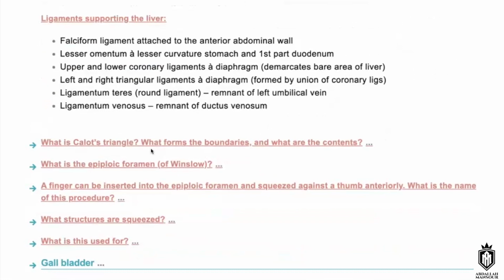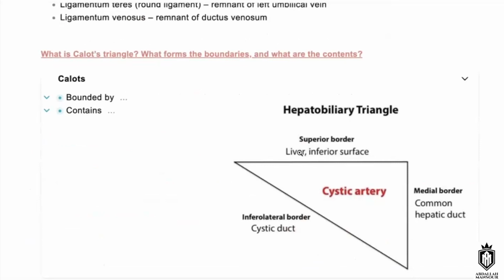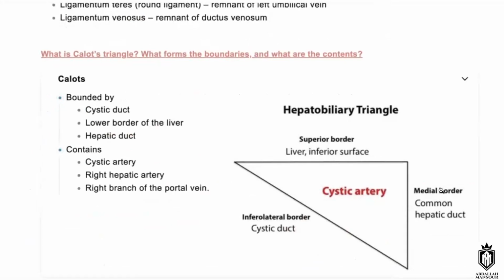Okay, what is Calot's triangle and what are the boundaries and the contents of this triangle? The superior boundary of Calot's triangle is the inferior surface of the liver. The medial boundary is the common hepatic duct. The inferior lateral boundary is the cystic duct, and the contents include the cystic artery, right hepatic artery, and the portal vein. Yeah, so these are the boundaries. This is just a diagrammatic representation. Inferior border, cystic duct, and common hepatic duct, and it contains mainly the cystic artery. That's what you want to mention.